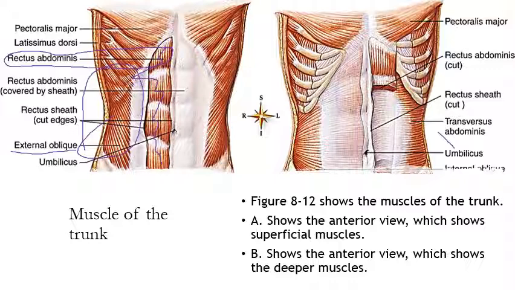Then you have your umbilicus, which is your belly button. And you have your internal obliques. See how those are obliques, but they are going towards the middle. Then you have the latissimus dorsi. This is your muscle that's right here in the middle of the outside here.